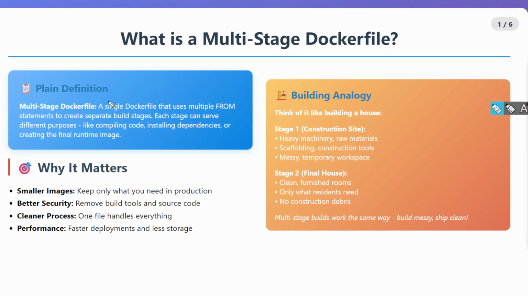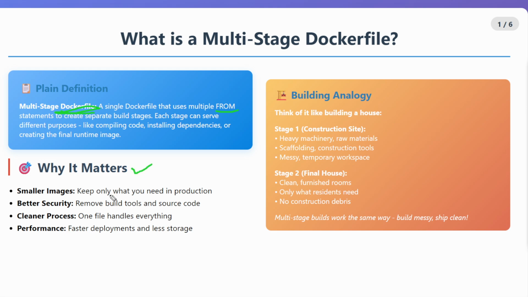So what is a multi-stage Dockerfile? Basically, the definition is a single Dockerfile that uses multiple FROM statements to create separate build stages. Each stage can serve a different purpose, like compiling code, installing the dependencies, or creating the final runtime image. That is the actual definition of a multi-stage Dockerfile. Okay, so why exactly does it matter?